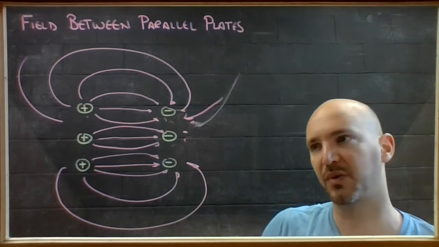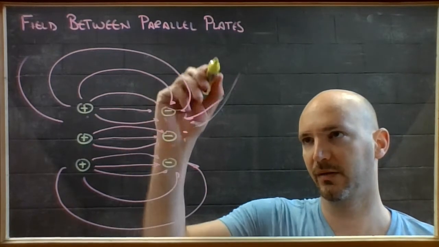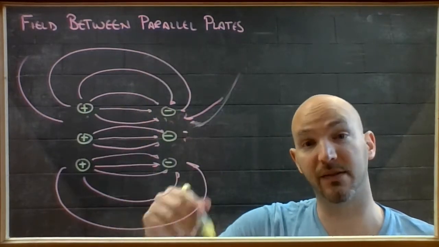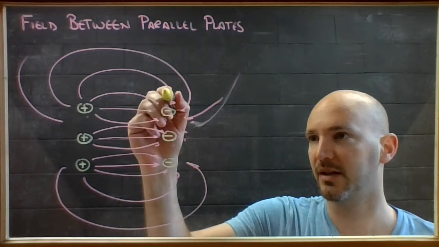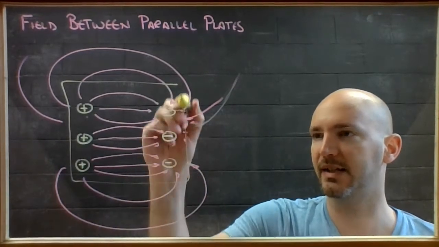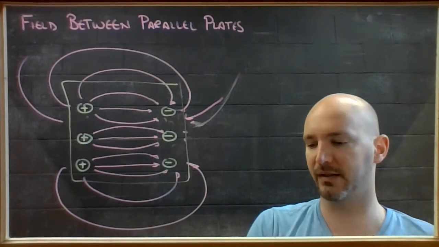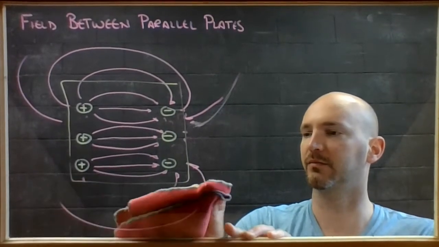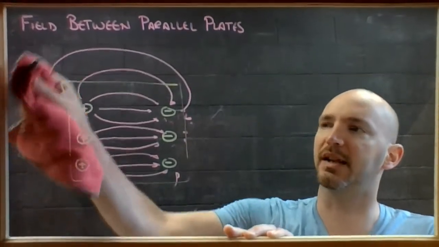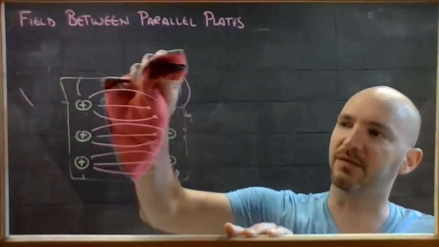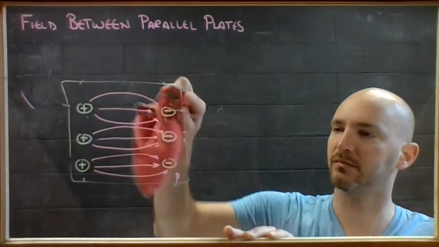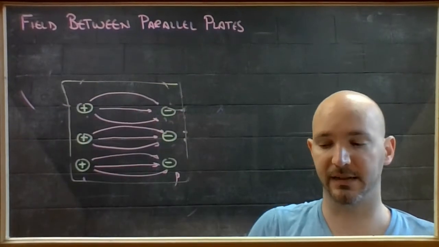In this particular region, right up here, there's all sorts of swirly, crazy patterns. And down here, there's all sorts of swirly, crazy patterns. But in this region right here, if I erase everything else that's around it, I end up with this nice set of straight field lines. Okay, going from this side to that side.